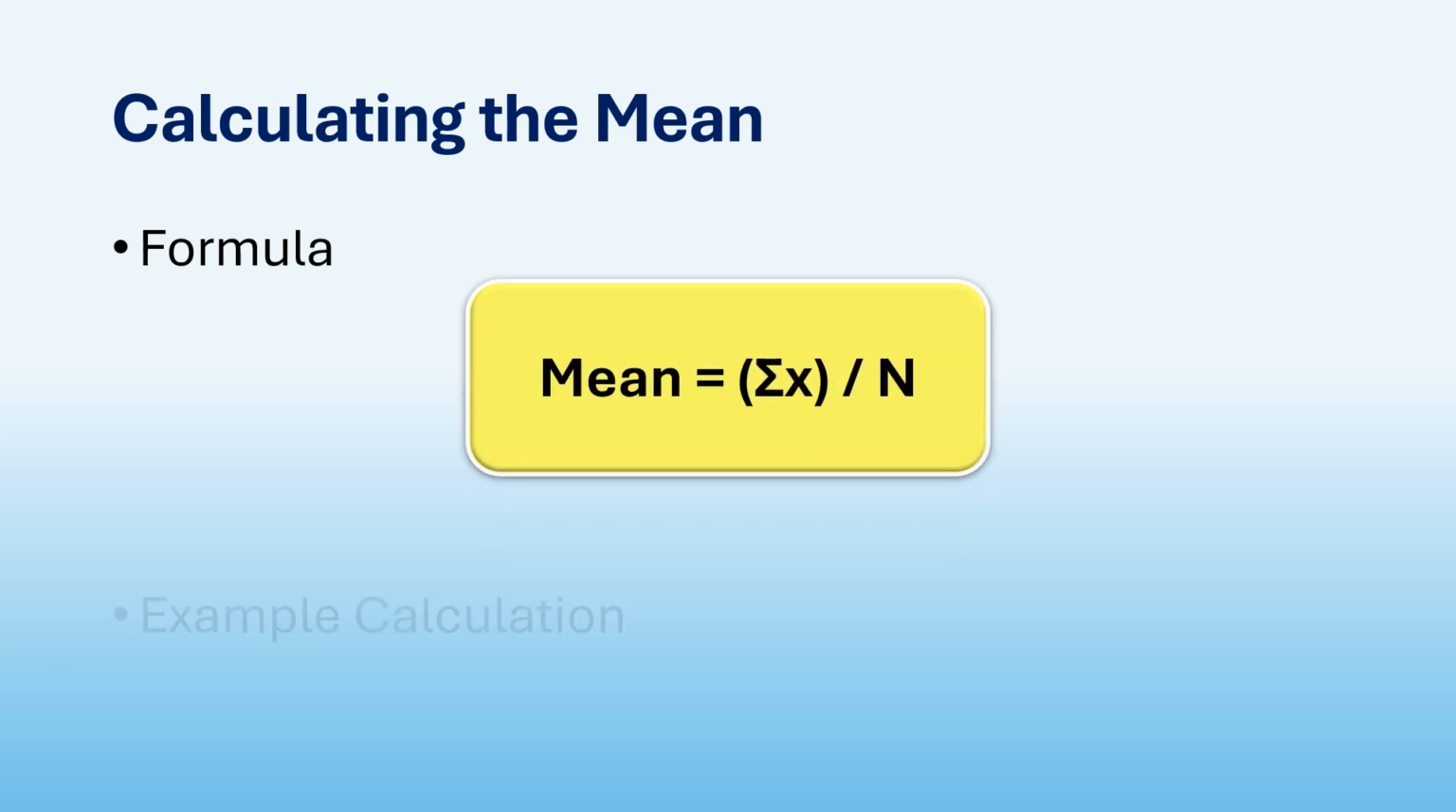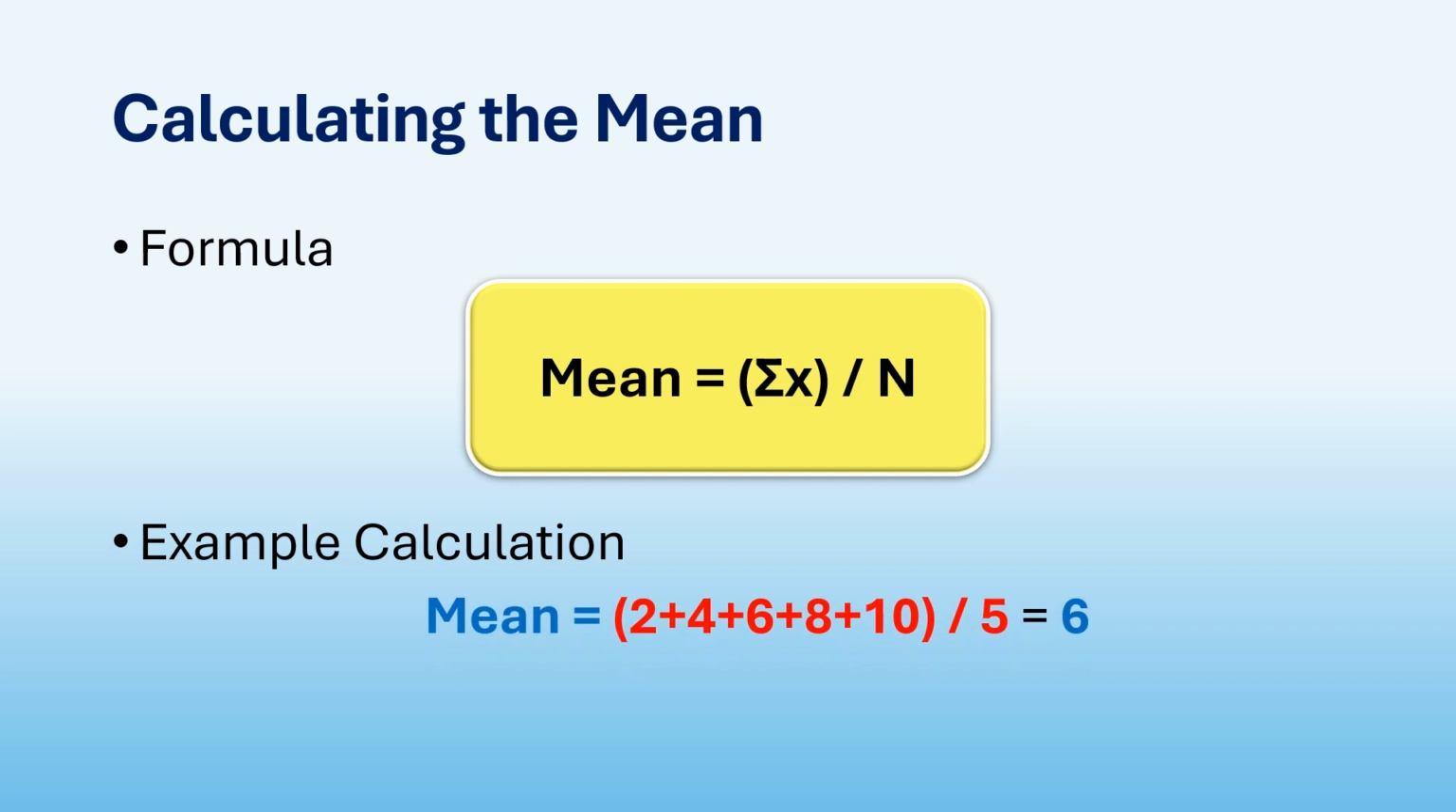For example, if we have the dataset 2, 4, 6, 8, and 10, the mean would be 2 plus 4 plus 6 plus 8 plus 10 / 5, which equals 6.